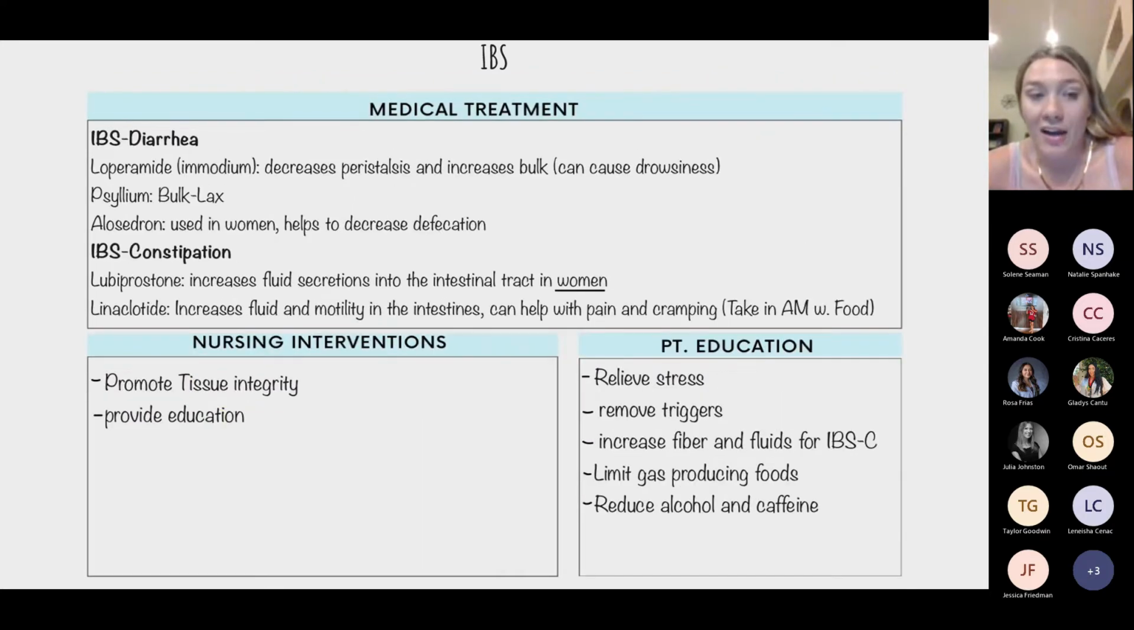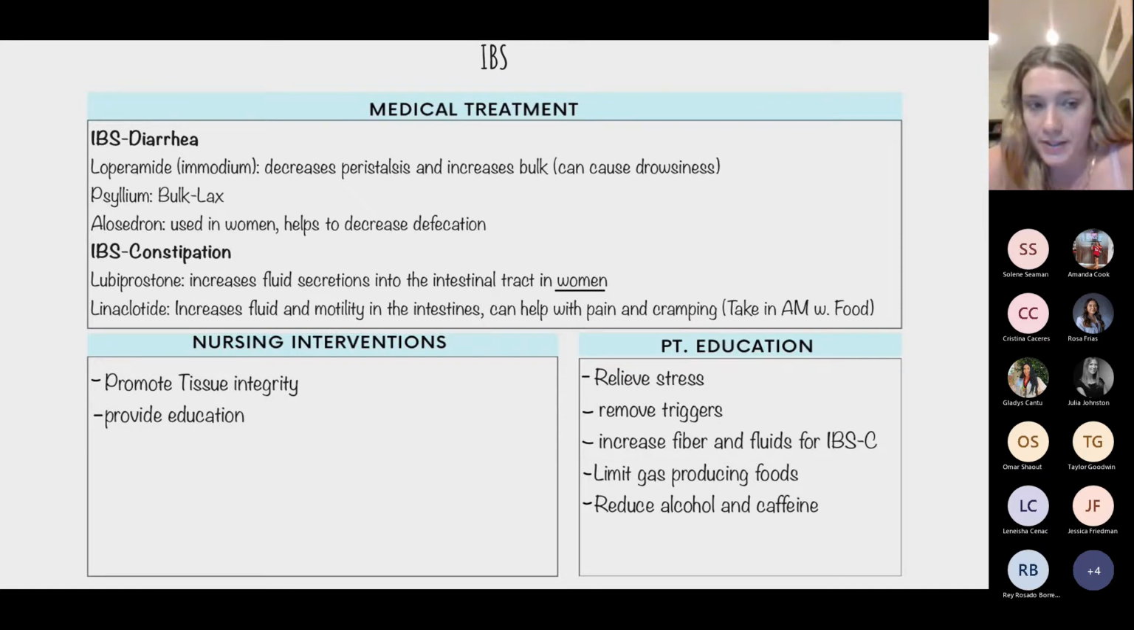So again, if they're having a lot of diarrhea, we can give them Imodium, psyllium, Alosetron. If they have constipation, we can give them Lubiprostone. However, this can only be used for women, biological women. Linaclotide, you just need to take in the morning. It's all going to help with that constipation.